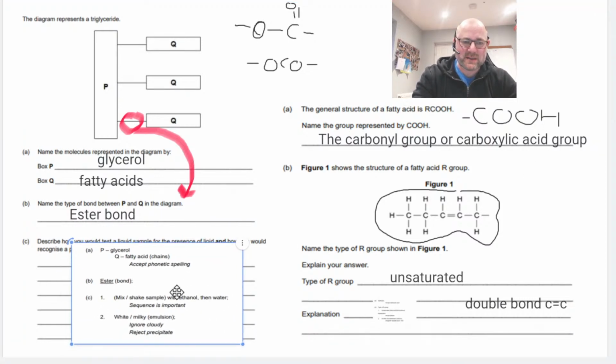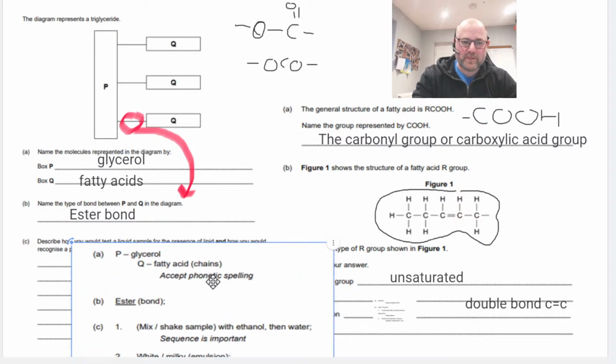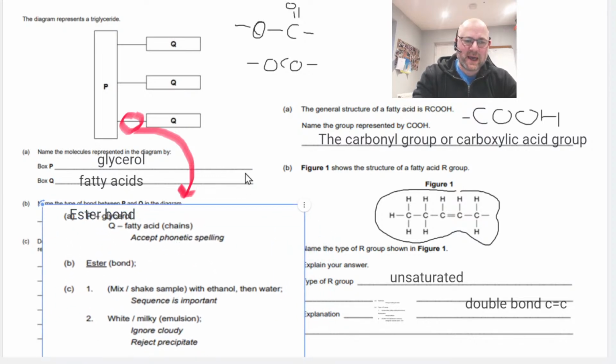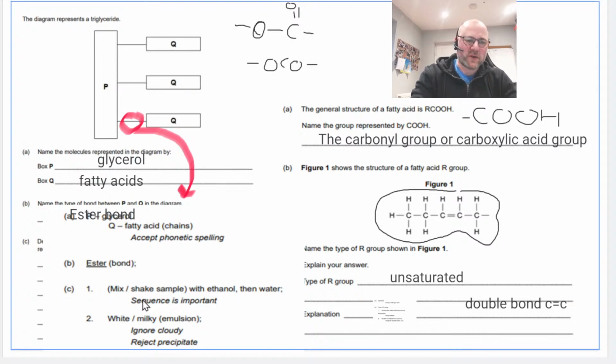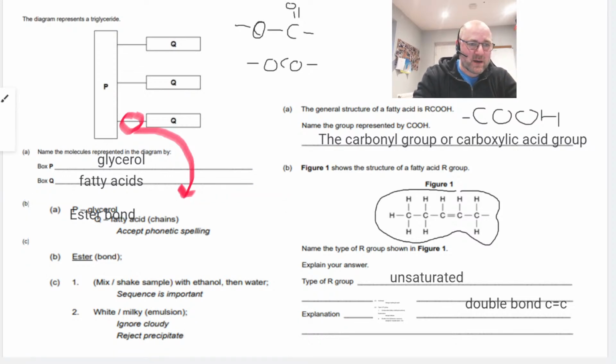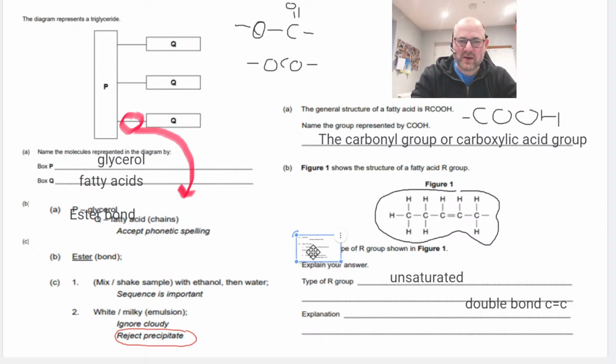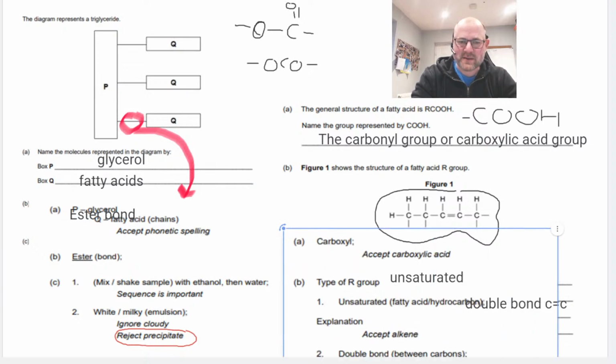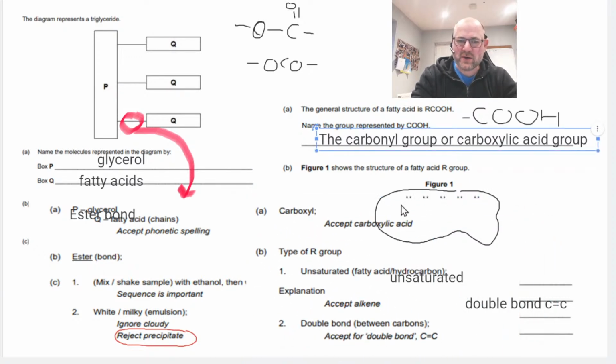Right, here are the answers. You'll see here the answers for how to test for a lipid: mix with ethanol, pour into water, white emulsion. Ooh, it says reject precipitate. Oh, disgusting. Right, so we can't write precipitate. Check that one. You have to say white, or milky emulsion. So we're not allowed to call it a precipitate. You only learn these things sometimes by doing the exam questions. It's why they're so good for practice.